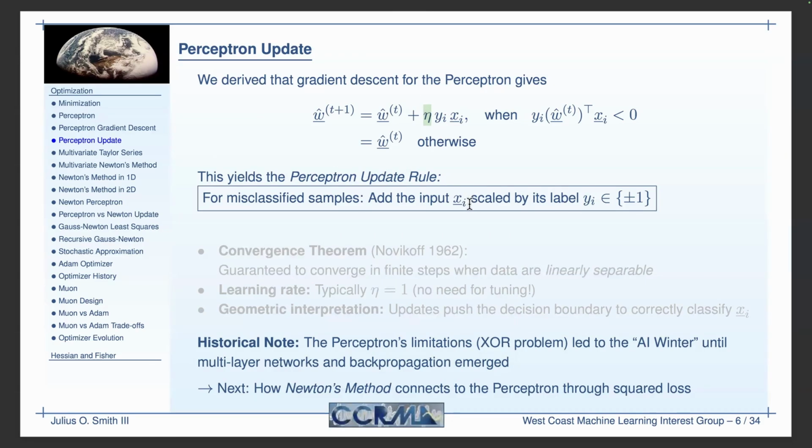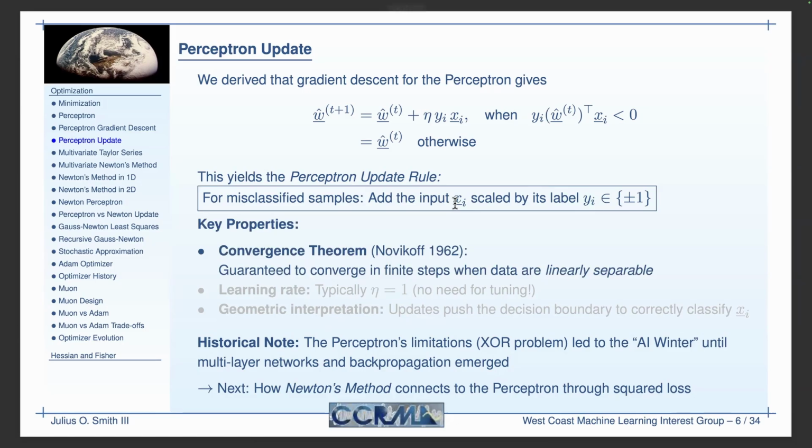So the high-level intuition I came away with is that you just take your data vector, scale it by the error, which in this case we just use the label because that's proportional to the error, and just add it in for misclassified samples. If it's classified correctly, the error is zero, and so that's equivalent to just skipping it.